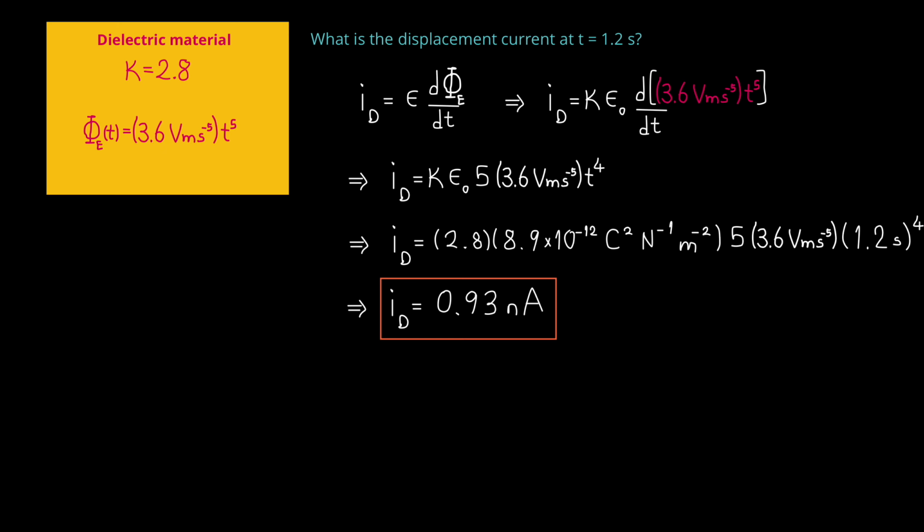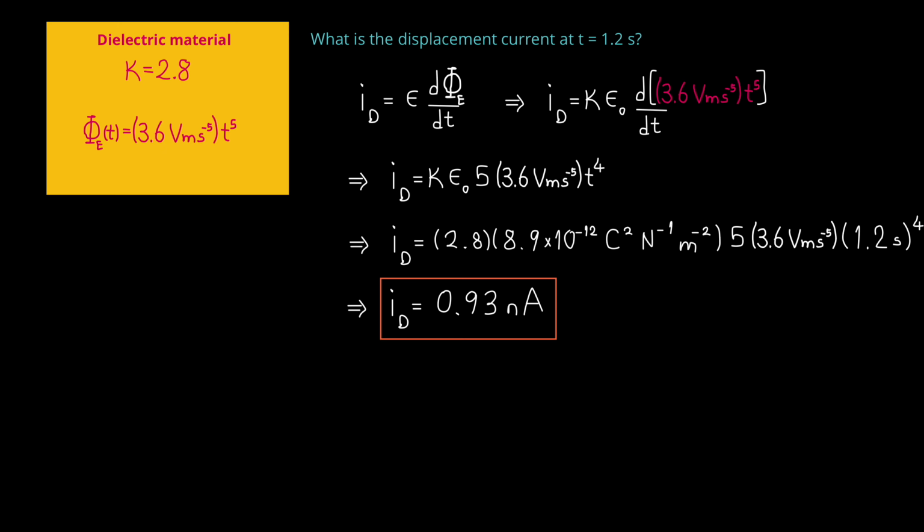The next question is, at what time does the displacement current become equal to 1/5 of this value? If you think about it, the displacement current increases with time, so the time value will be less than 1.2 seconds. Let's again set up our equation. The displacement current is a constant times t to the fourth power, and that's the only thing we need to answer the second part of the problem.